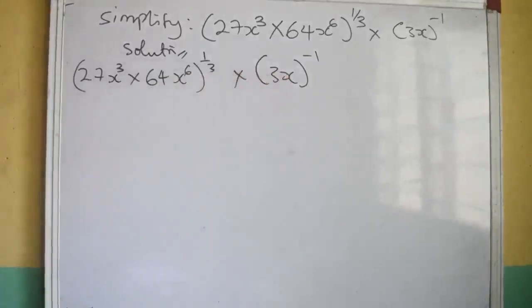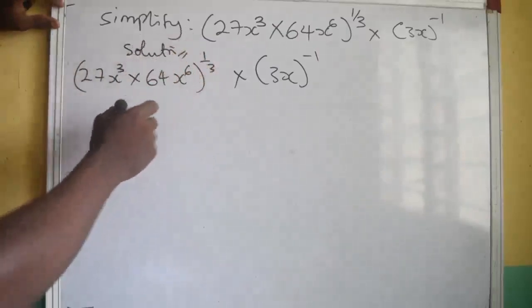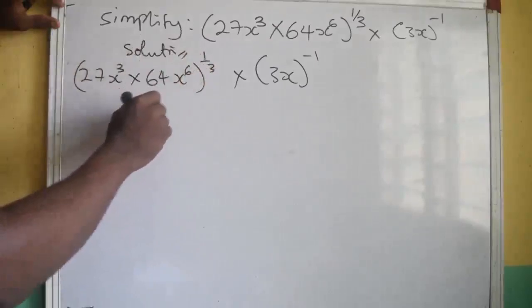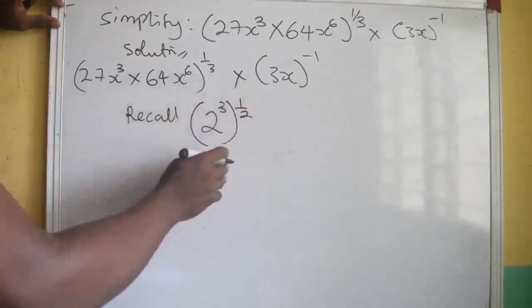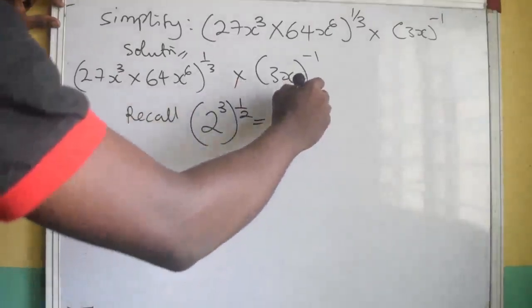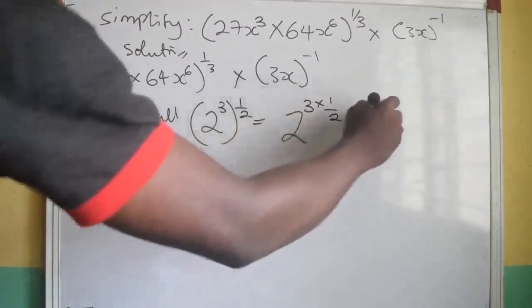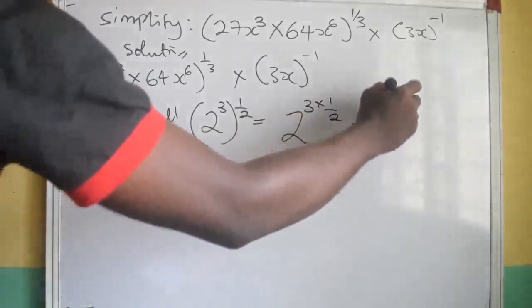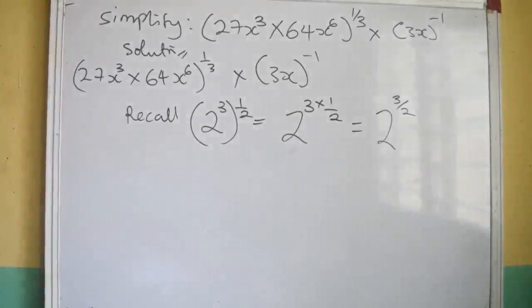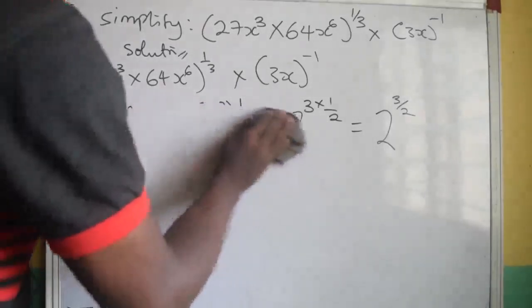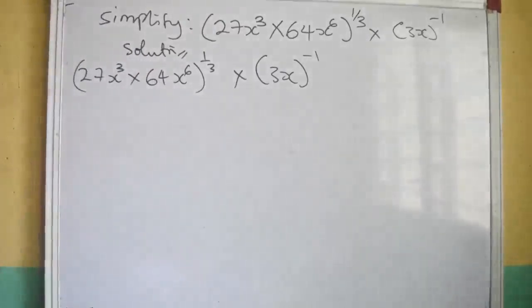So to treat it, if you can recall, the very day I made you understand that 2 raised to the power 3, all raised to the power half, is the same thing as 2 raised to the power 3 times 1 all over 2, and this is the same thing as 2 raised to the power 3 times 1, which is 3, all over 2. So this is the same as solving this. In this regard, if you apply this technique, you can solve any given question that has to do with this pattern.